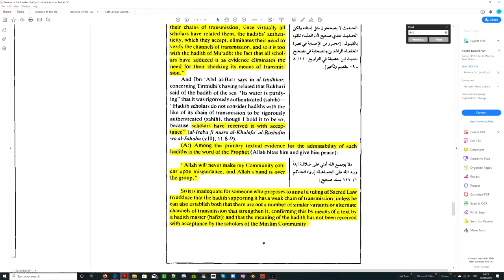Scholars have received it with acceptance. So if the scholars accept it, then fine. John Q. Lying Muslim in the comments is not a scholar. His opinion holds no weight. Among the primary textual evidence for the admissibility of such hadiths is the word of the Prophet Muhammad himself: Allah will never make my community concur upon misguidance, and Allah's hand is over the group.